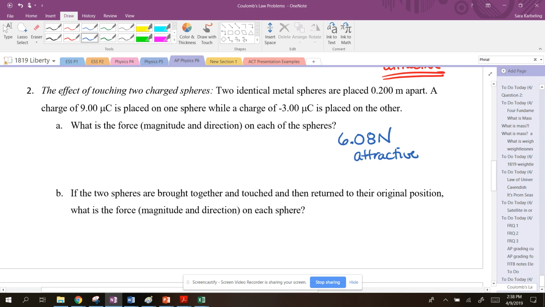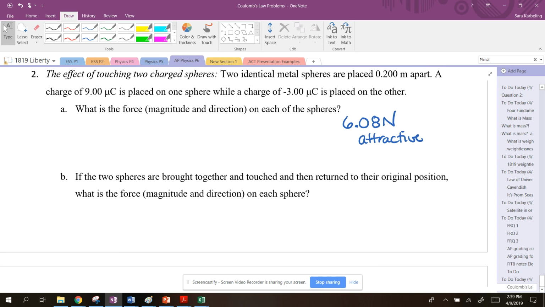What's the net charge from those 2 spheres? 6. So what charge will each one have? They'll each have a charge of positive 3 microcoulombs. So it's the same system, the same amount of charge, but the distribution is different, and that's what matters. We bring them together and then we separate them, and now do they have the same 6.08 Newton force?